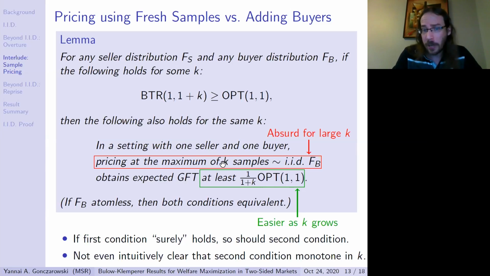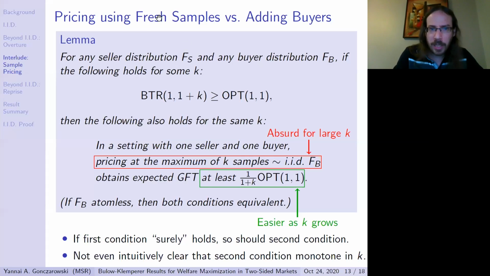Say that it holds for 10, that pricing at a maximum of 10 samples gets you at least 1 over 11 of opt. Does this mean that for the same distribution, it holds that pricing at a maximum of 1,000,000 samples gets you at least 1 over 1,000,001 of opt? Given the equivalence between the two, you know that adding more buyers just helped, and you can tell me that this higher k also helps here, but even this is not obvious. So there's a really weird implication here of this thing.